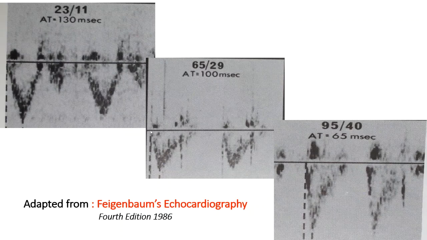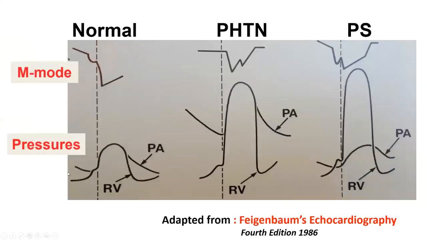And you would measure the acceleration time from when it departs the baseline to the peak, assuming your signal is not terribly noisy. A short acceleration time here, 65 milliseconds, is associated with a high pulmonary artery systolic pressure. In general, you can assume a PA systolic pressure approaching 60 if your acceleration time is below 90 milliseconds. We'll talk about that a little bit more during the hemodynamics talk.